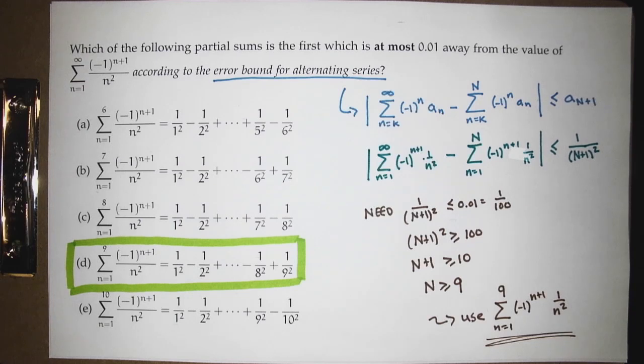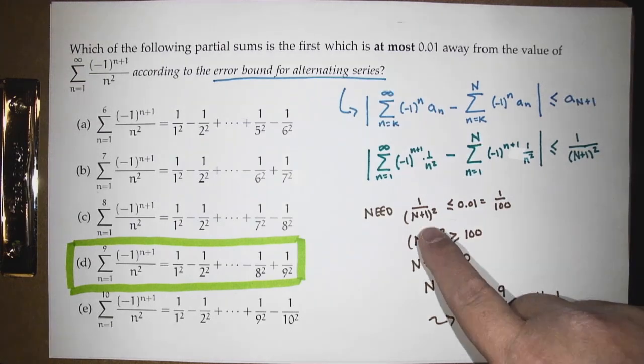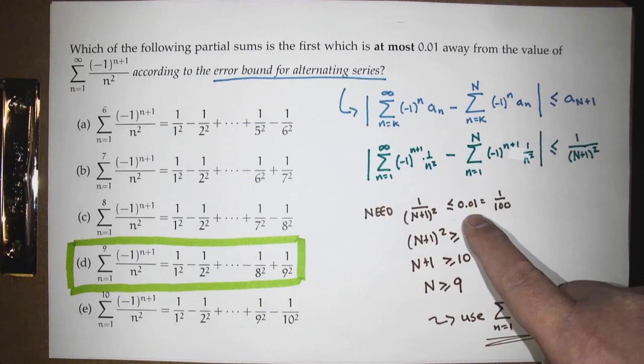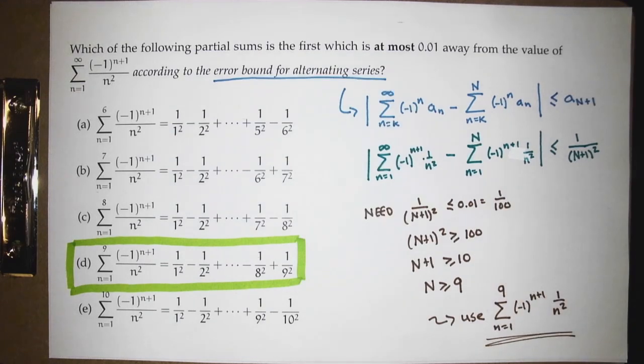Because when we're talking about error bound for alternating series, the error is the next number that you would add. And so you say, well, I want the next thing to be at most 0.01. Well, okay, so the next thing looks like 1 over n plus 1 squared. And you say, well, when does 1 over n plus 1 squared be less than or equal to 0.01? That's 1 over 100. So you end up with n equals 9. So you should stop at 9.